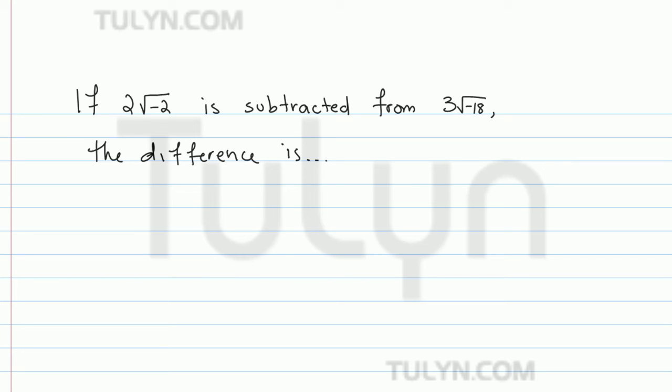If 2 times the square root of negative 2 is subtracted from 3 times the square root of negative 18, the difference is what? So the first thing we want to do is rewrite these radical expressions in terms of i. 2 times square root of negative 2, well, you can factor out a square root of negative 1 from it, right? So square root of negative 1 is just i, so this becomes 2i times square root of 2.